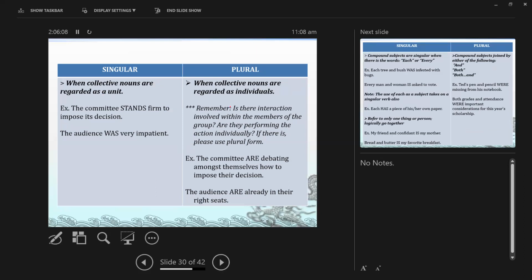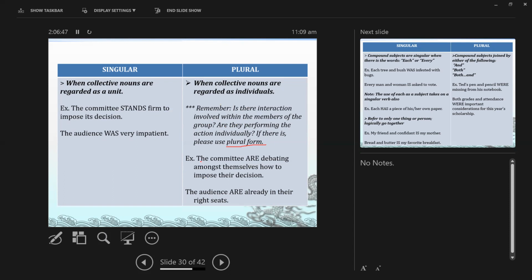Okay. When collective nouns are regarded as individuals, you use the plural form of verb. Remember, is there interaction involved within the members of the group? Are they performing the action individually? If there is, please use plural form. Okay? So kapag daw ang collective nouns, we are pertaining to them as individual, we use plural form.